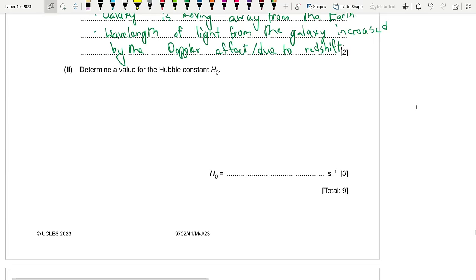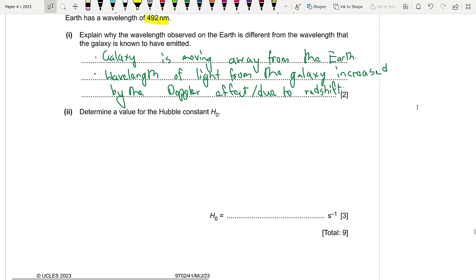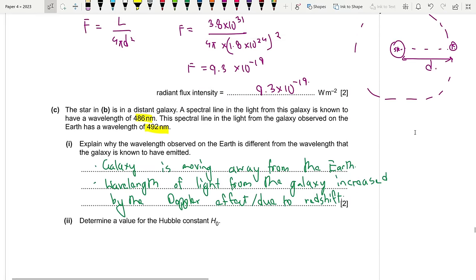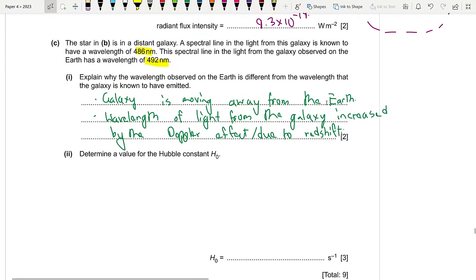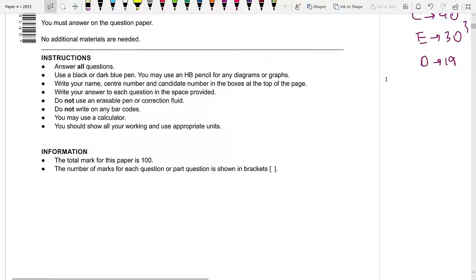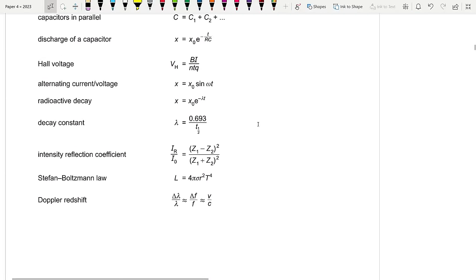Interesting. Now, final answer. Finally, determine a value for the Hubble constant, H naught. Now, we have to use the formula that I mentioned up top. But before that, I need to find out the speed of recession. How? Using the formula for Doppler redshift, which is given in the question paper. It's over here. This one. Doppler redshift.